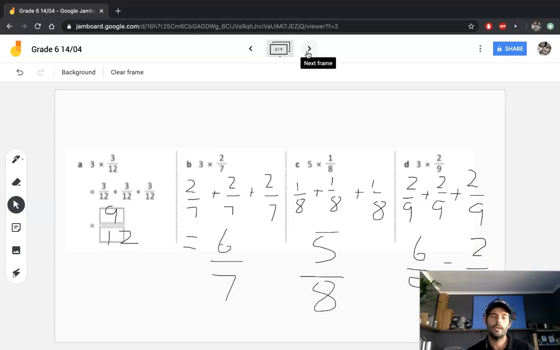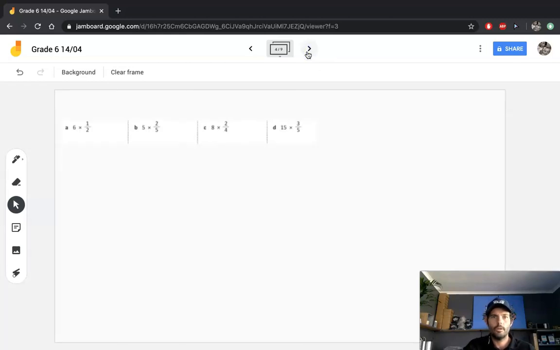Okay, so I'm going to give you guys an opportunity to practice your own. 6 times a half, 5 times 2 fifths, 8 times 2 over 4, which is the same as a half, and 15 times 3 over 5. Please remember to press pause before I give you the answers and see if you can work them out yourselves. Okay, so here go the answers. So now would be an appropriate time to press pause.